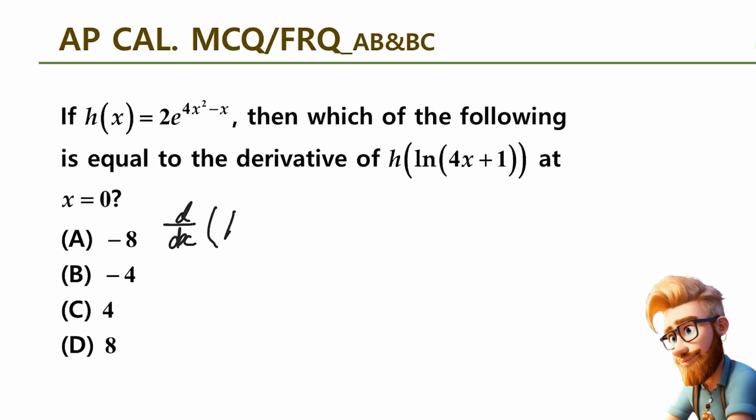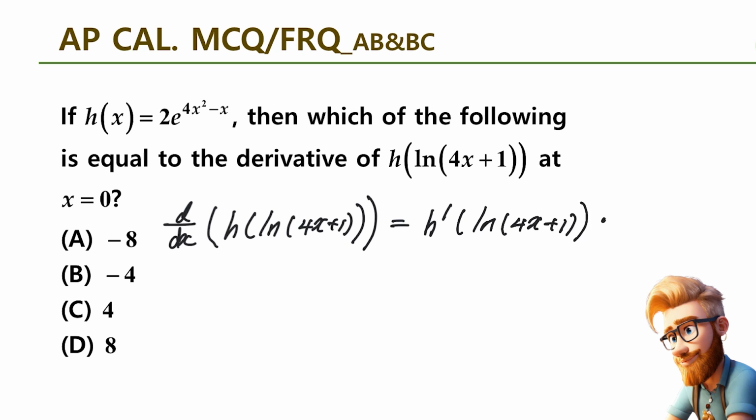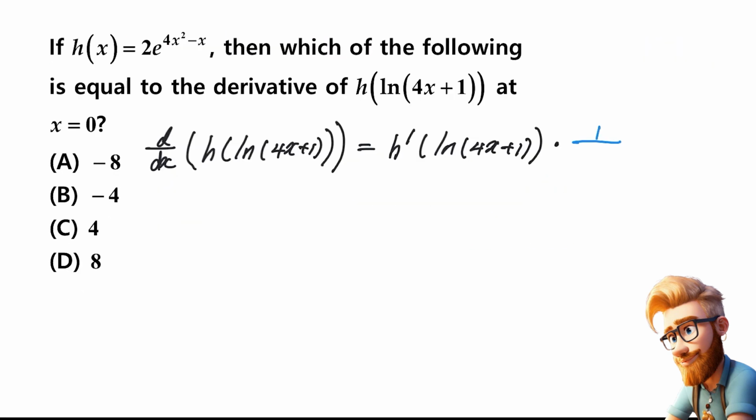So we're going to differentiate h of ln(4x + 1), right? So that is equal to h prime, right? If we have the derivative of this function, h prime, then we have to leave all of this expression alone, right? So we have to rewrite ln(4x + 1) times the derivative of the function inside of the parentheses. We have a ln, right? So it has to be 1 over 4x + 1.